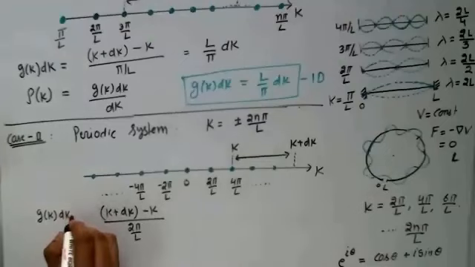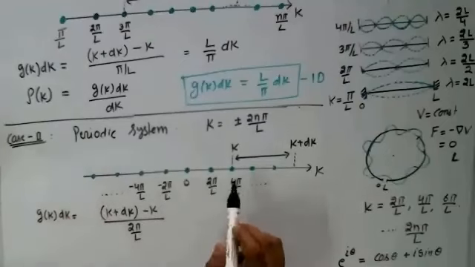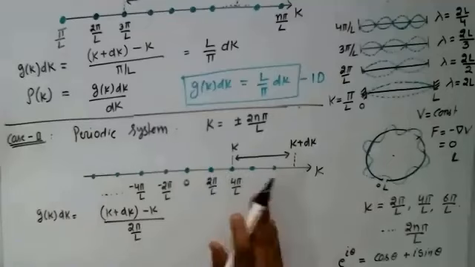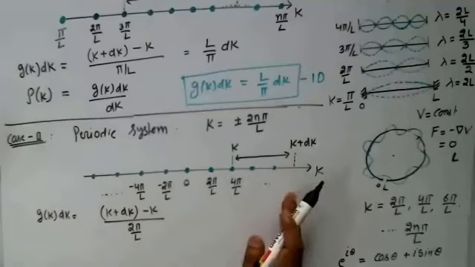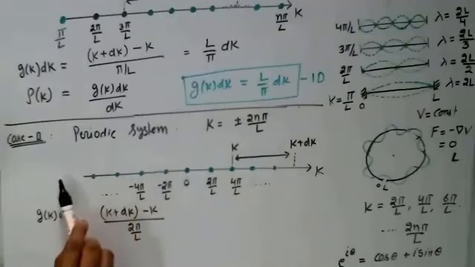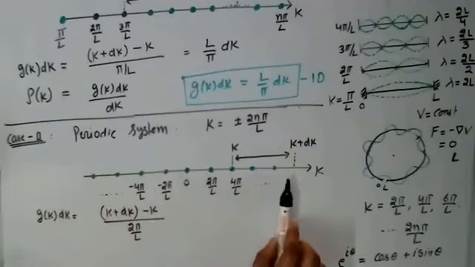Now, one more tricky part here. You see, the number of states you have on the positive k side, the same number of states you're also going to have on the negative k side. So you are counting only the positive k states.